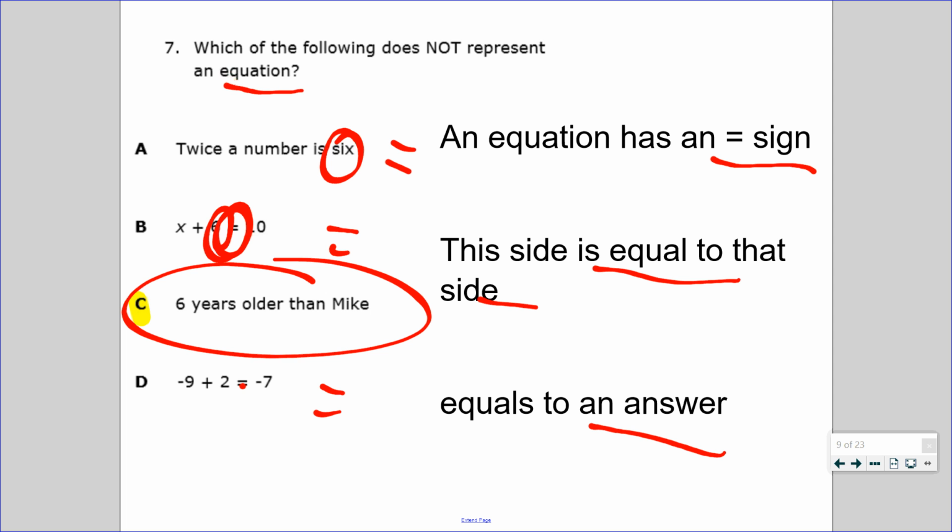6 years older than Mike. What's the answer? What is that equal to? That's why it's not an equation.